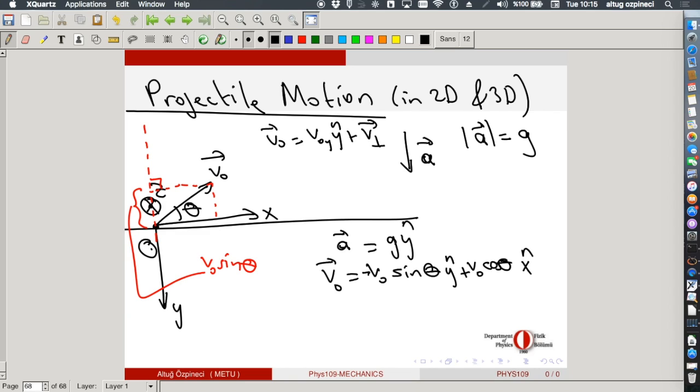Well, we had chosen the x and the y axis so that there is no z component left.